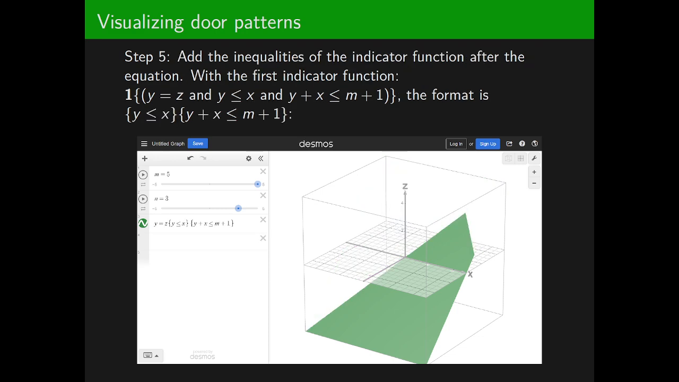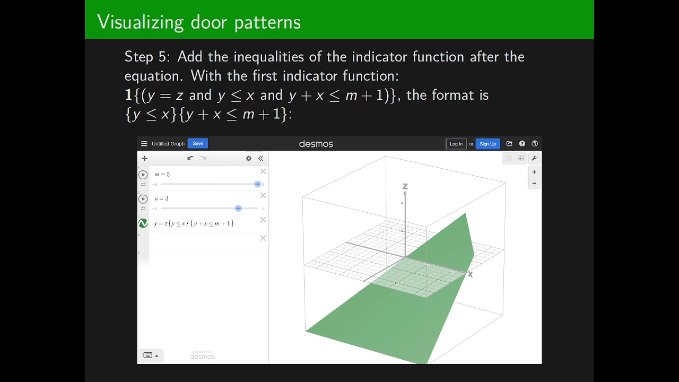Step 5. Add the inequalities of the indicator function after the equation. The inequalities of the first indicator function are y less than or equal to x, and y plus x less than or equal to n plus 1. So I just add them in the back. And the format looks like this.